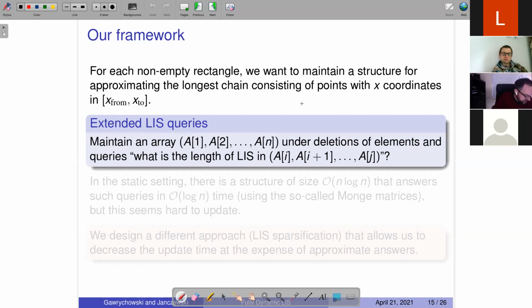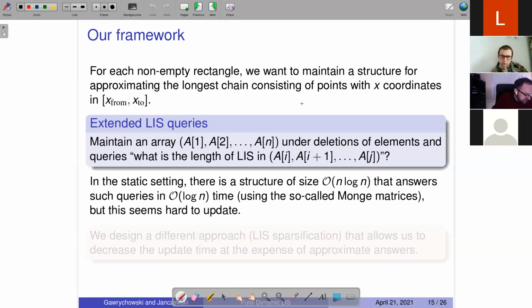So the first question is how to implement such queries. I'm not sure how many of you have seen this, but even in the static setting, when there are no deletions and you want to support computing the longest increasing subsequence for each range, the query is just i and j, and you should output the longest increasing subsequence of integers in the range from the ith to the jth entry.